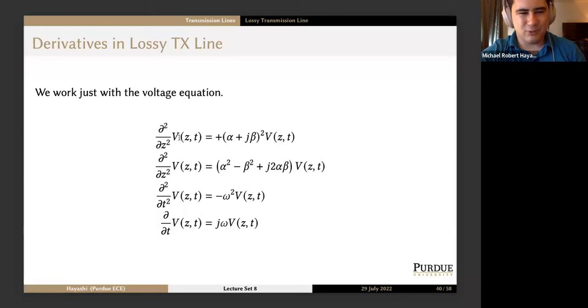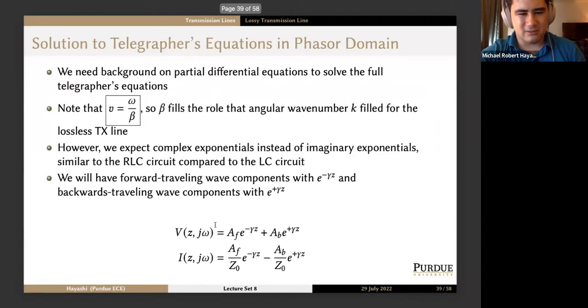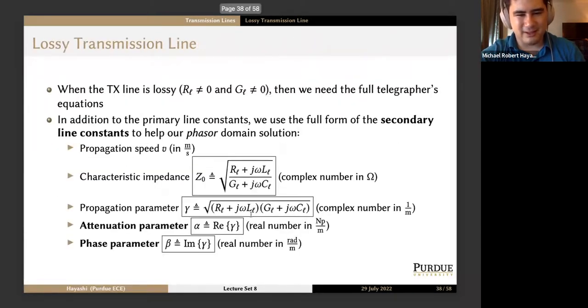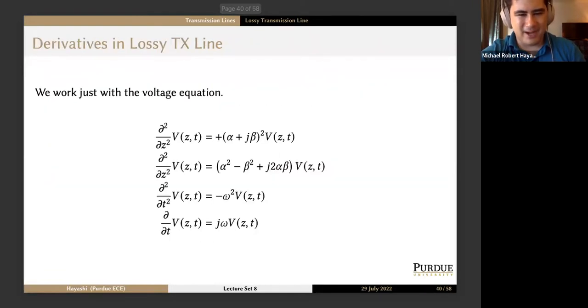times V(z,t). We'll also need the time derivative of V(z,t). So going back here and looking at what we're going to get, we're going to get minus omega squared V(z,t). And then the first derivative with respect to t of V(z,t) is going to be j omega V(z,t). And this just comes from the phasor definitions. Remember, a time derivative in the phasor domain is just multiplying by j omega. A second derivative is multiplying by negative omega squared. The space derivatives are the ones that are a little bit more challenging to get.